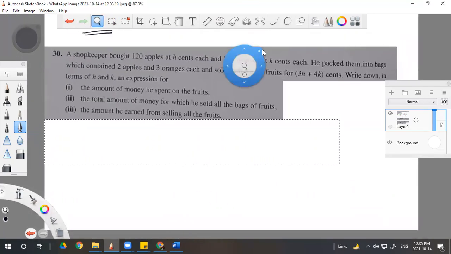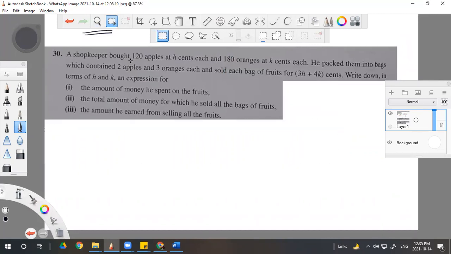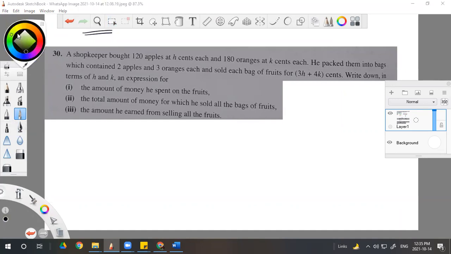So a shopkeeper bought 120 apples at 8 cents each. Ya. Tandai dulu biar nggak bingung. Okay. And then next, 180 oranges at k cents each. He packed into 2 apples and 3 oranges each and sold the bag for 3h plus k cents. Write down in terms of h the amount of money he spent on fruit.